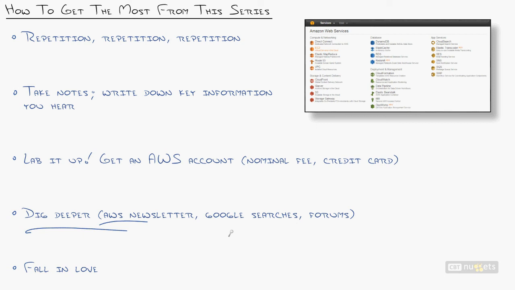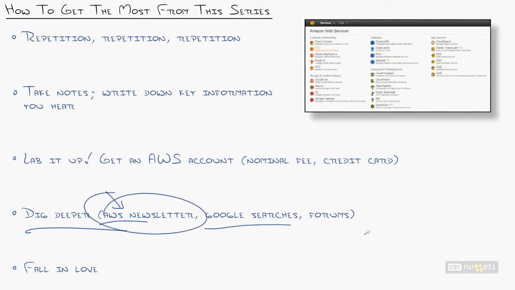AWS is probably one of the most dynamic companies I've ever seen, and that's what makes me so nervous about this series. I'm telling you, within a couple months they're going to be adding new features to it. So it will really help to get subscribed to the AWS newsletter so that you can know what's going on.